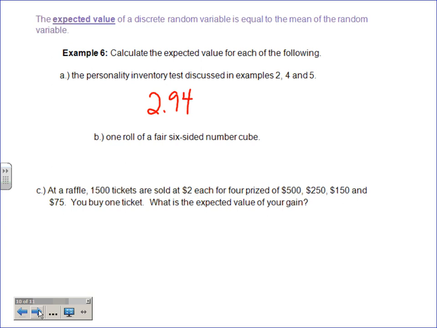So how about one roll of a fair-sided number cube?